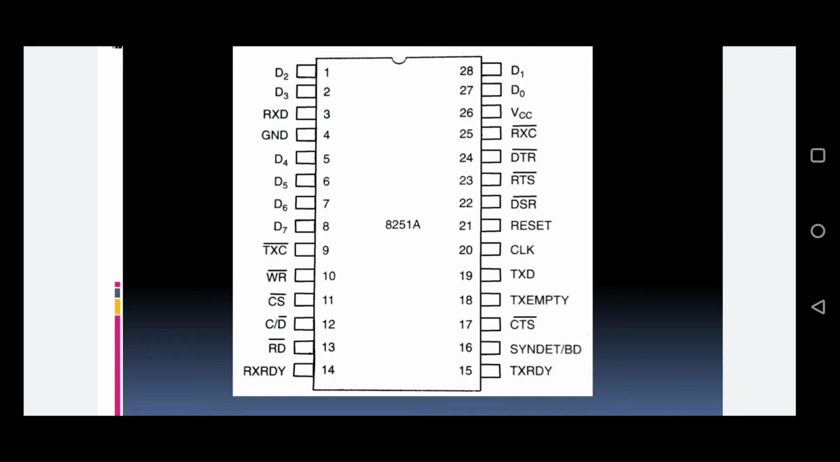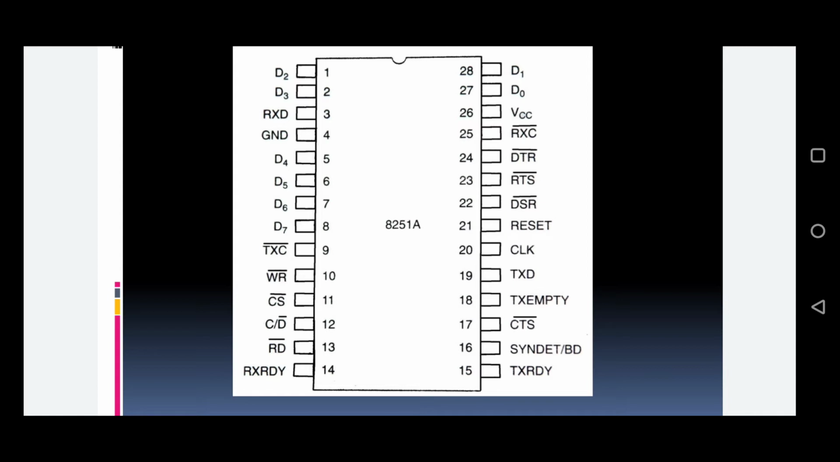In this diagram, the next pin is TXD, that is transmitted data. All of you see the 19th pin is TXD, transmitting data. It is an output terminal. This terminal is for transmitting the data, from which the serial converted data is sent out. So the serial converted data is sent out by using the TXD pin.